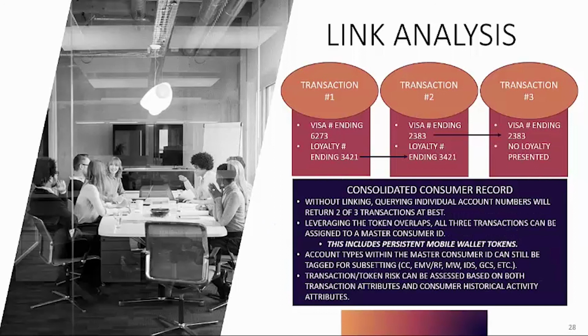Linking solves for that by looking at the overlaps. It identifies that within transaction 1 and transaction 2, there's an overlap in the loyalty account number. And then it identifies that within transaction 2 and transaction 3, there's an overlap in the payment account number. And because it has identified that 1 and 2 are connected and that 2 and 3 are connected, it can now connect 1, 2, and 3, providing that consolidated consumer view that will include your persistent mobile wallet tokens.